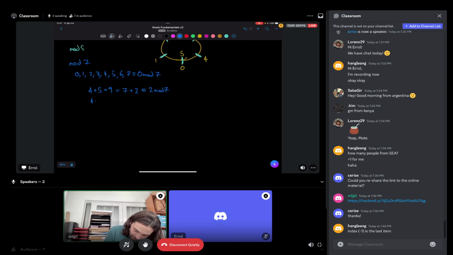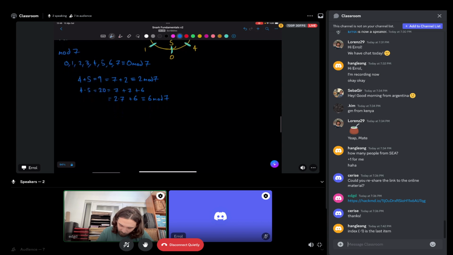Similarly, if we do a multiply, 4 times 5, obviously we get 20. Well, we can count it out, but we can just do it more quickly by seeing the number of 7s, which is 2 times 7 plus 6. But we know that all the 7s are the same thing as 0, so this is just the same thing as 6 mod 7.